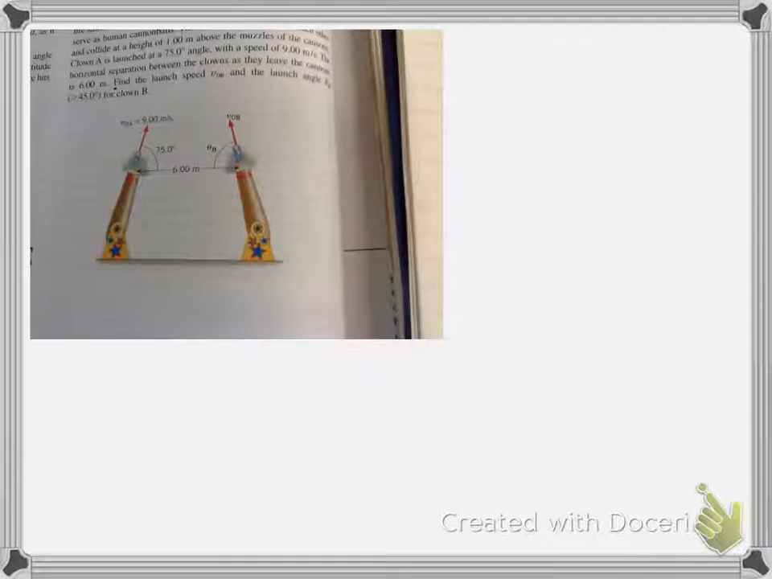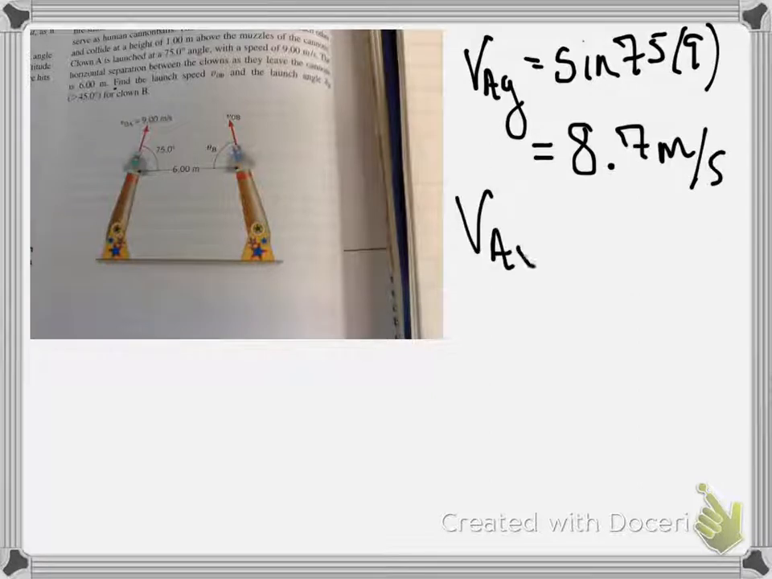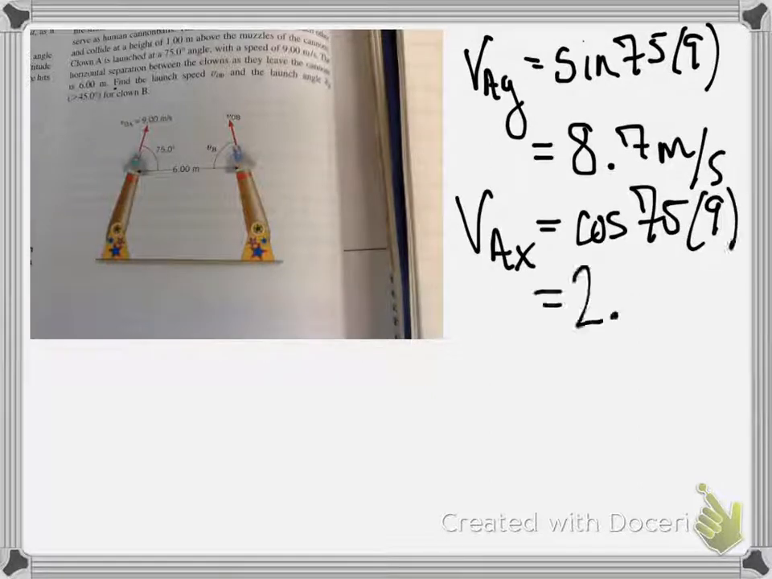Alright, so problem number 79, chapter 3, has two clowns, clown A and clown B. It gives you their separation, 6 meters, and it tells you that A is launched at 9 meters per second at 75 degrees. So, we can first break clown A up into its y and x velocities, using sine and cosine.